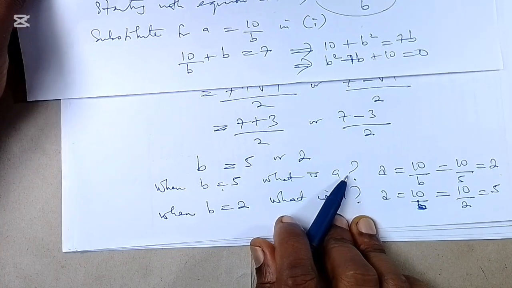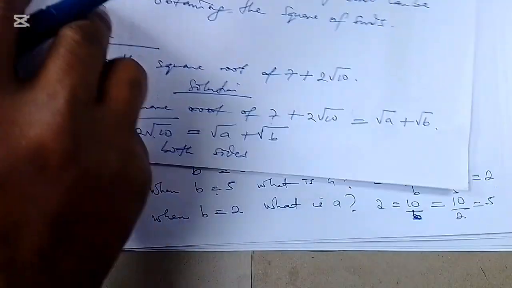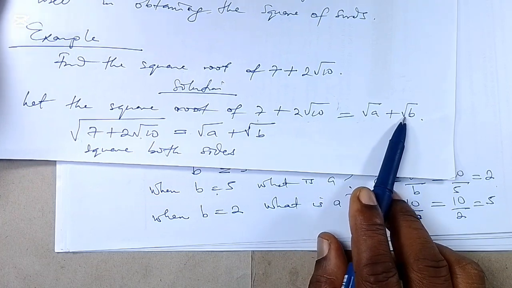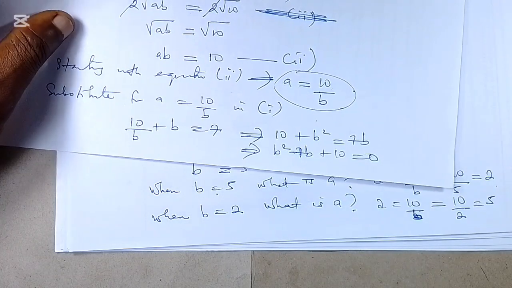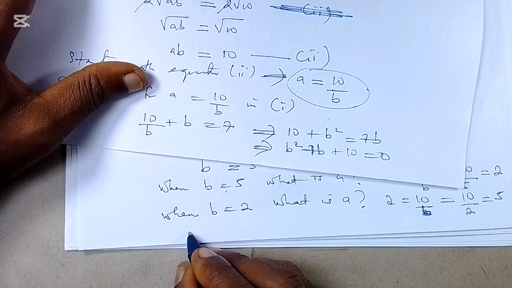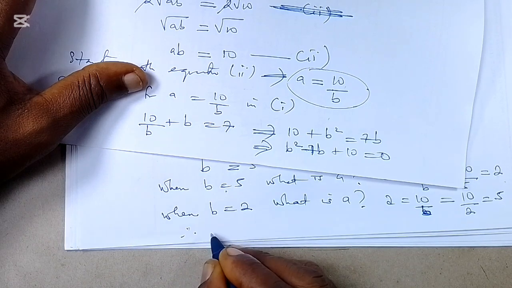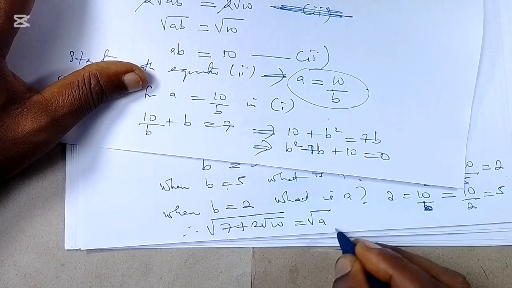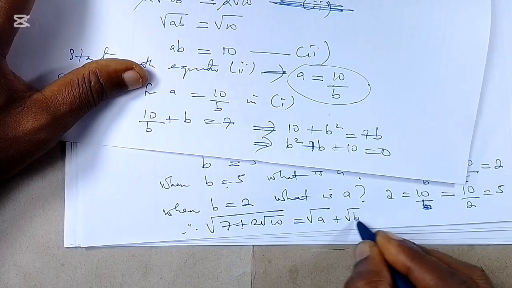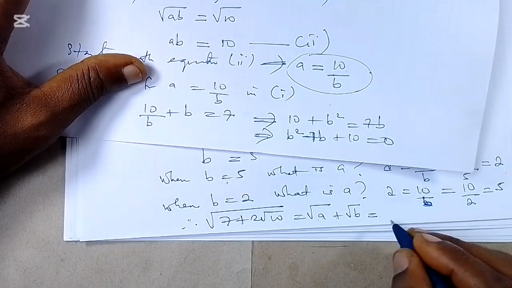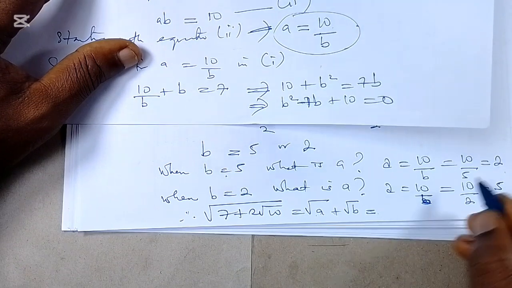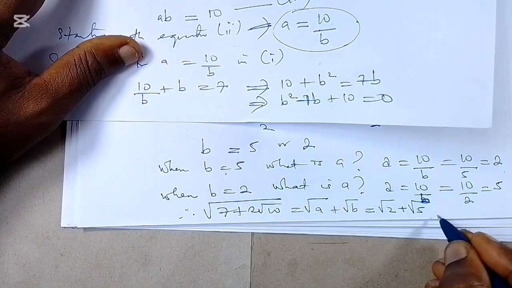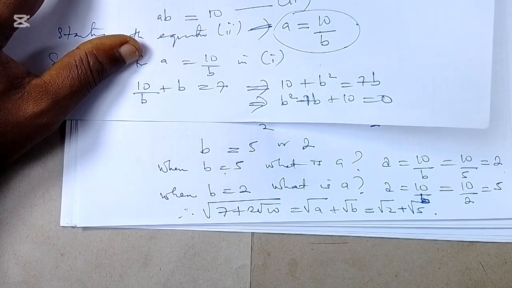What then is the square root? If you remember what we said earlier on, the square root was assumed to be root A plus root B. So now that we have gotten that, we say therefore the square root of 7 plus 2 root 10, which was assumed to be square root of A plus square root of B, will be equal to the square root of what A is. You could choose any one. If you choose your A to be 2, then you can choose your B to be 5, and this will be the result.